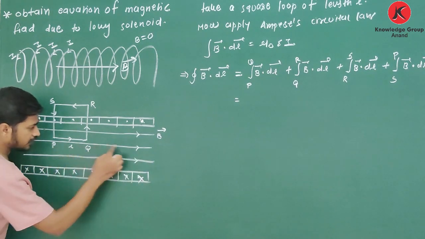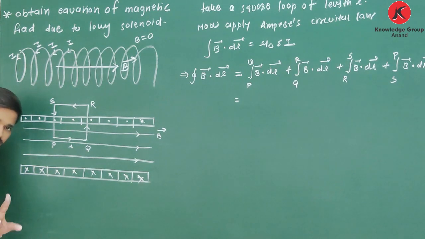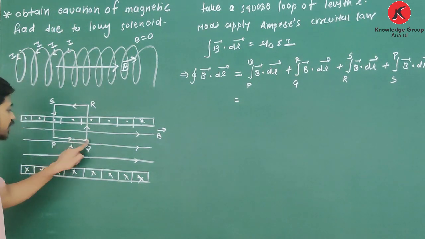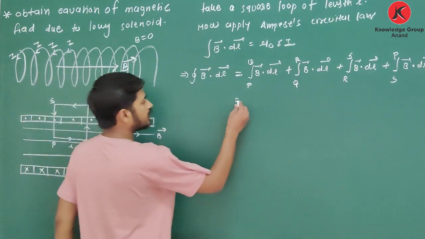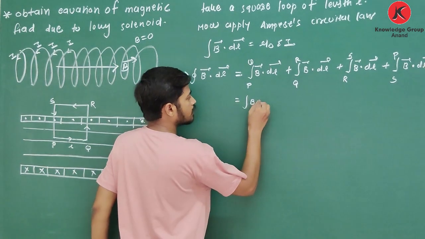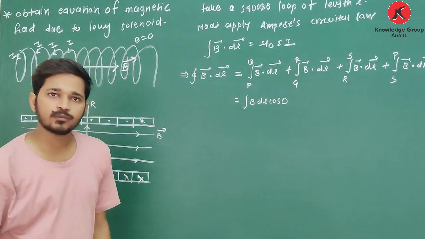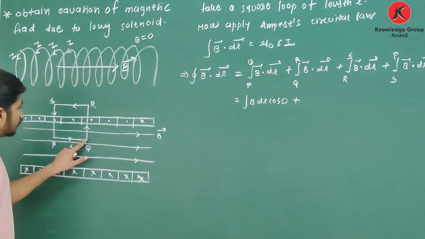Now see, from the figure, B, the magnetic field, is in this direction, and this element is also in this direction. Yes or no? The direction is the same. So for this PQ element, I can write integration B dl cos 0. Clear about this?